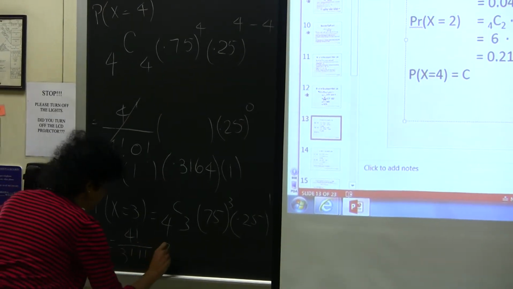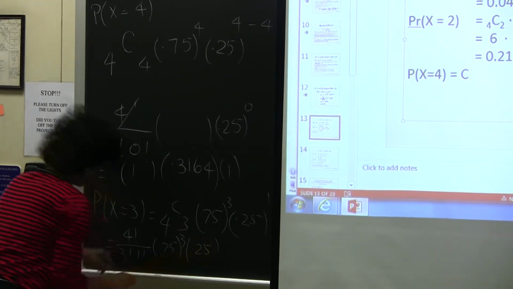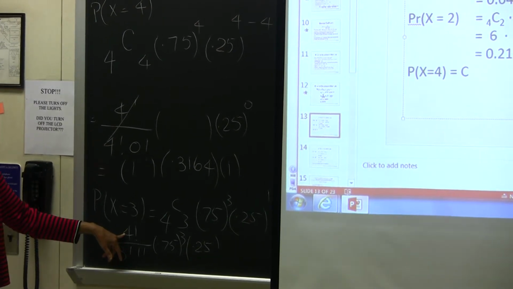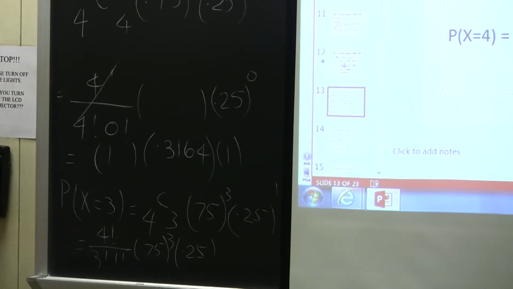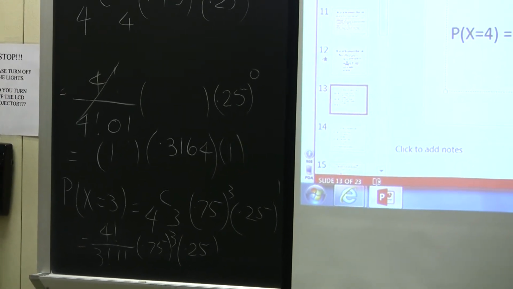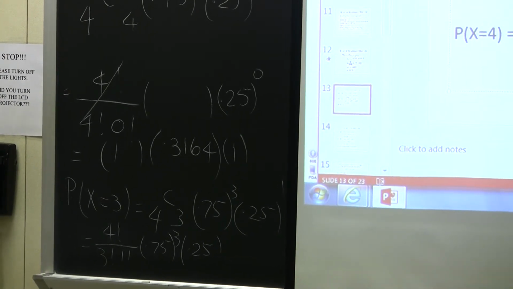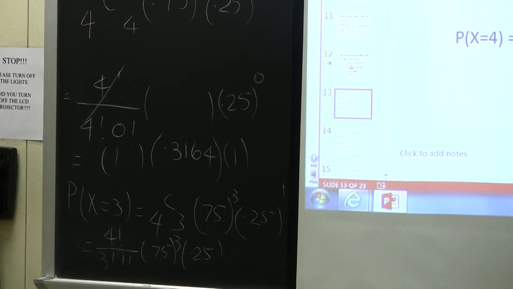So, 0.75. So, this will be like 4 times, right? 0.42. That's high. Yeah, that's like 42%, almost. So, I mean that makes sense, isn't it? 3 out of 4 is getting close to 0.75, right?